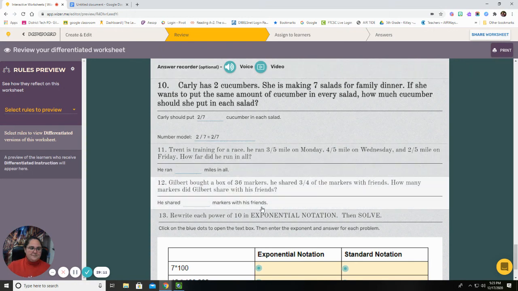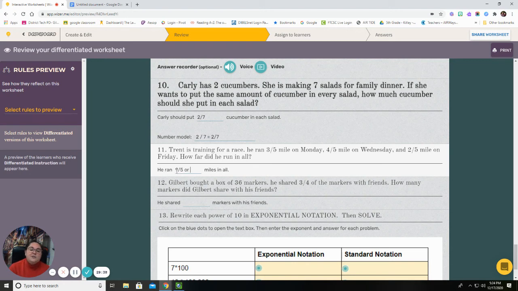Okay. Number 11, Trent is training for a race. He ran 3/5 of a mile on Monday, 4/5 of a mile on Wednesday, and 2/5 of a mile on Friday. How far did he run in all? 3/5 plus 4/5 plus 2/5. Okay, 4, 5, 6, 7, 8, 9. So 9/5 of a mile. So yes, technically you could say 9/5.